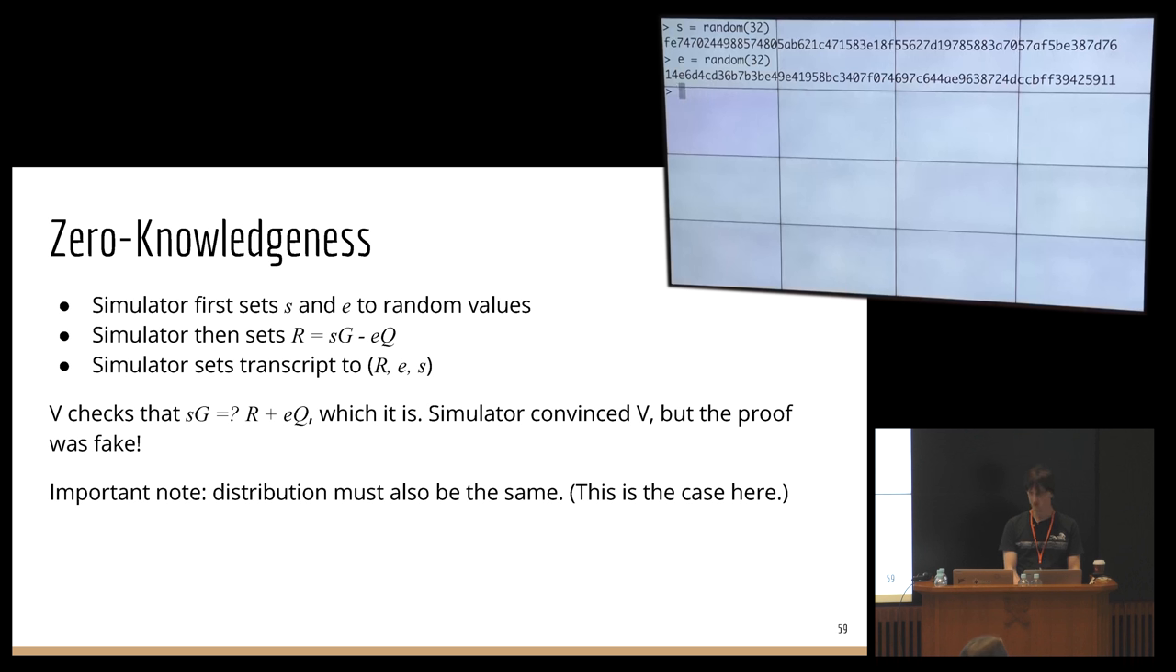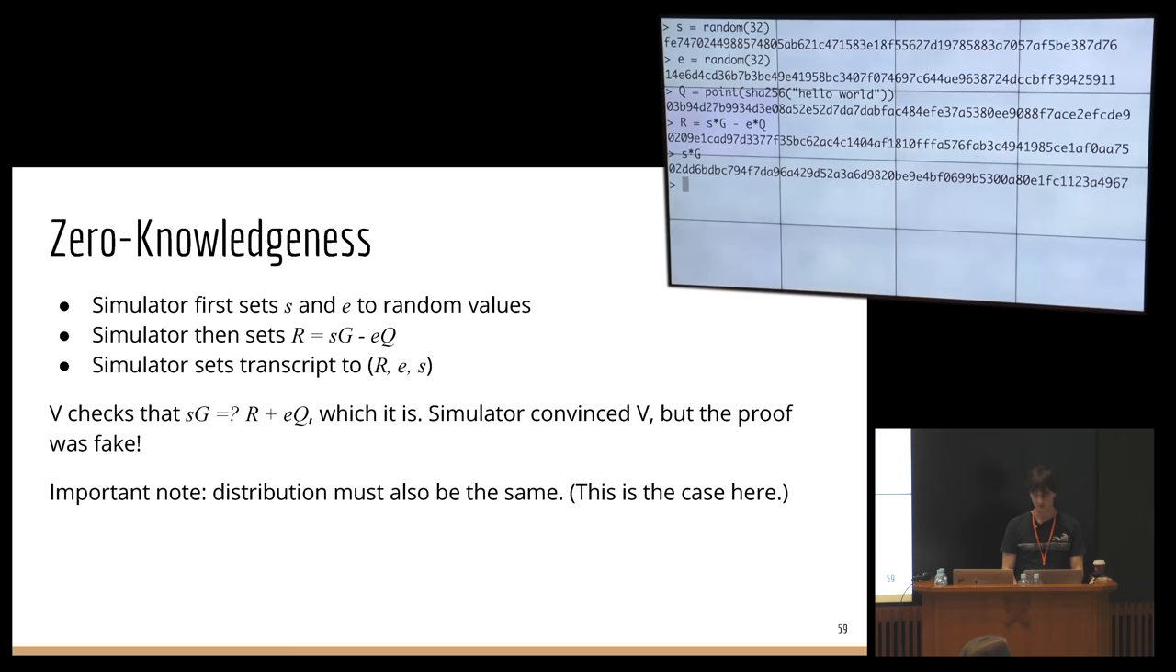Right, so we have S, and we have to have Q. Sorry, so Q is some point. So we set S to the R, we set S times Q minus E, S times G minus E times Q. All right, so we have the transcript. So V now checks S times G, okay. R plus E times Q. Oh, okay. So he knows X.